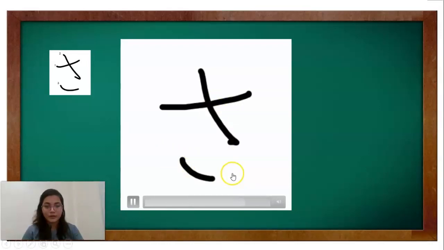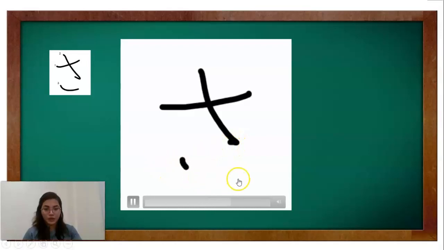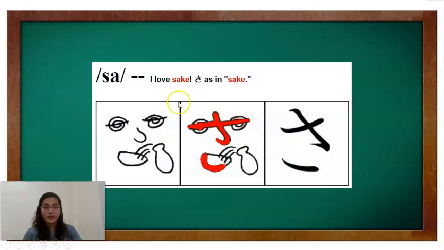And 3. Okay, let's try it again. 1, 2, and 3. Okay, and to remember this sa character, just think that you love sake. So sa as in sake. Okay, and here's an example word that starts with sa.